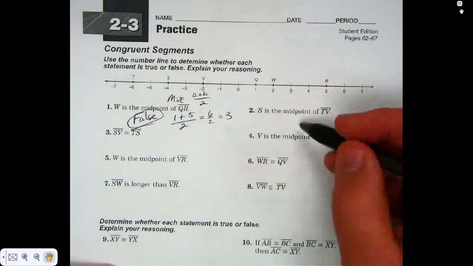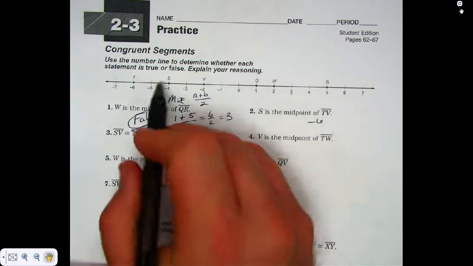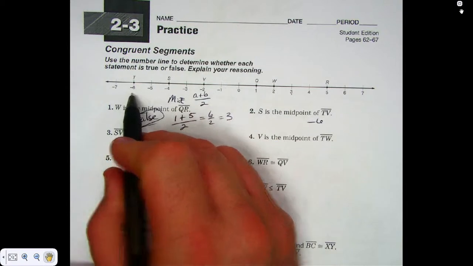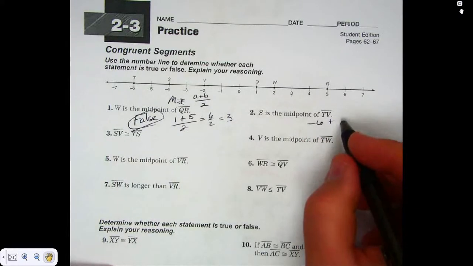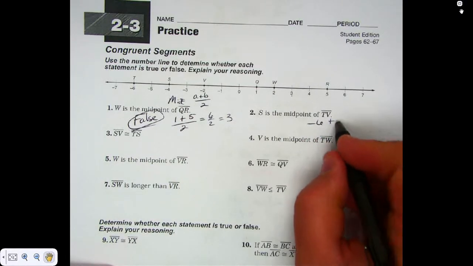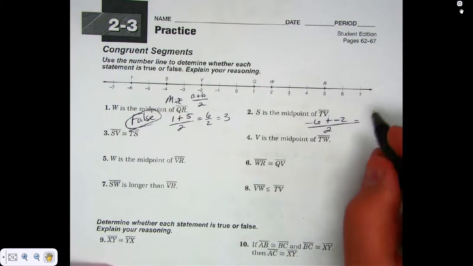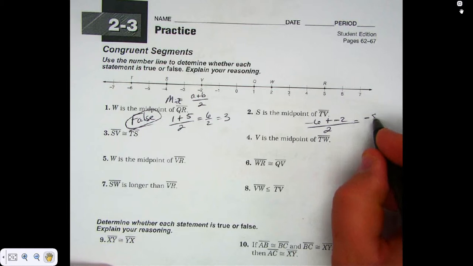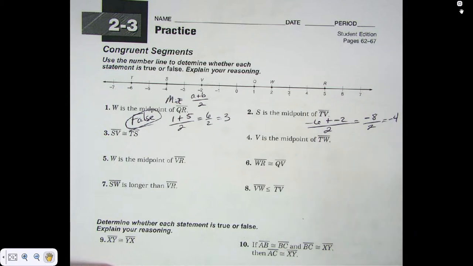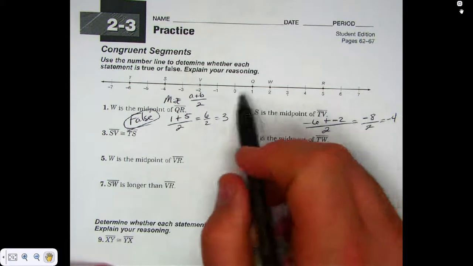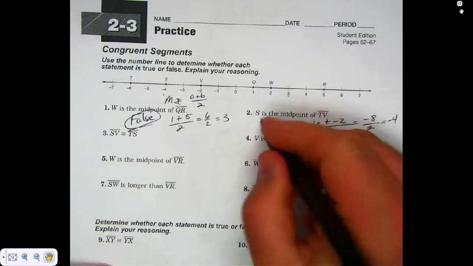3. S is the midpoint of TV. We can explain our reasoning by saying -6 because that's where T is, correct? Plus, what are the coordinates of V? -2. And I need to divide that by 2. What is -6 plus -2? -8. That's when you add. Divided by 2. So where should the midpoint be? Negative what? -4. Is S at -4? Look where S is. Is it at -4? Yes. So what is this? True.